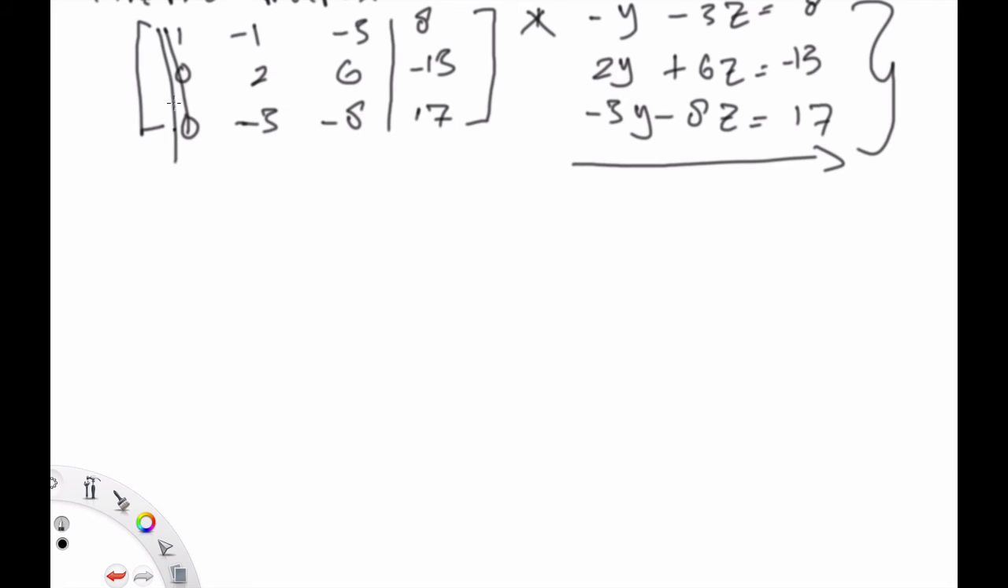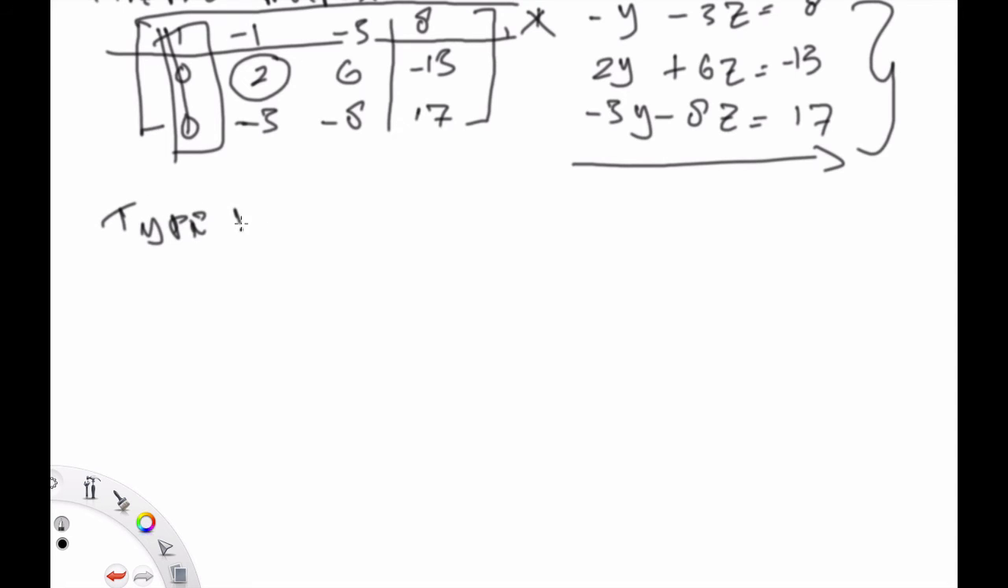the previous pivot has been finished. The first column and the first row are finished. So we move to this one. We can use the type 1 operation, where we multiply by the reciprocal of 2. For row 2 we can multiply it with the reciprocal, and then we will have this new matrix.